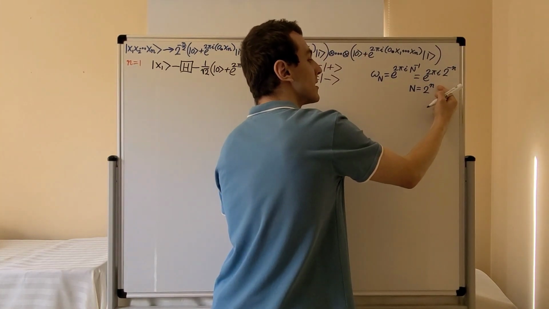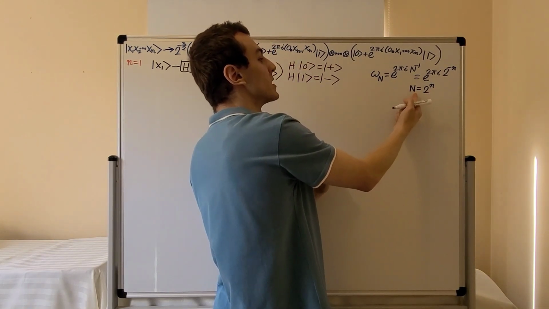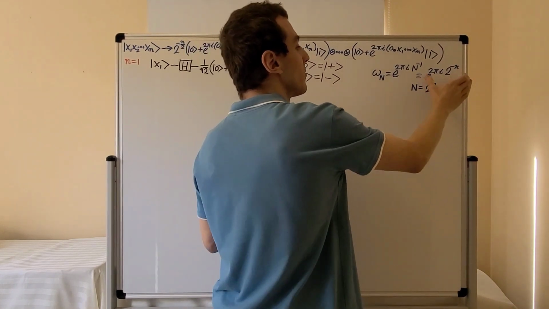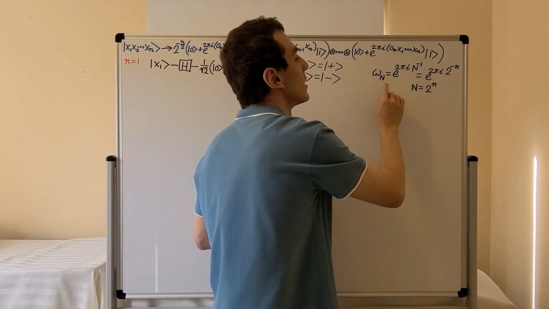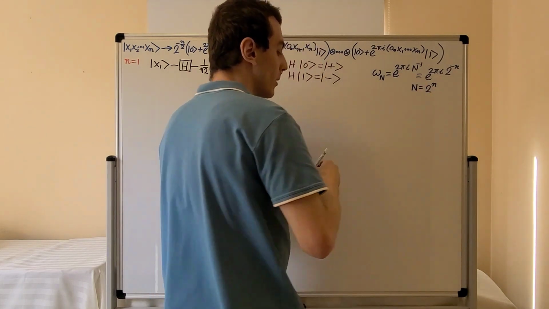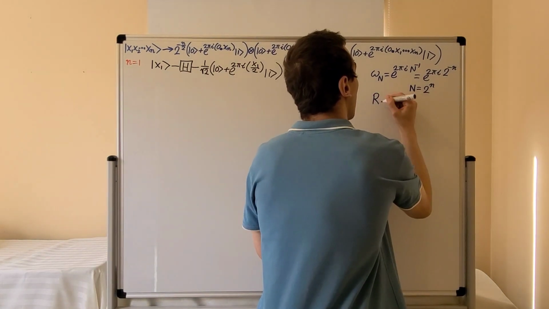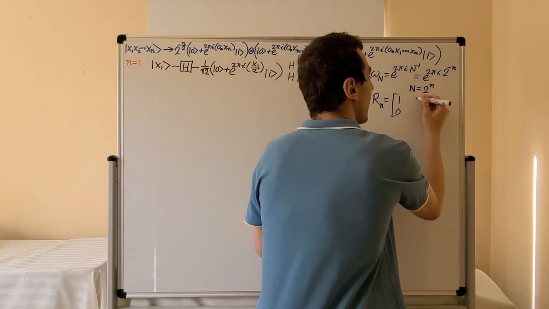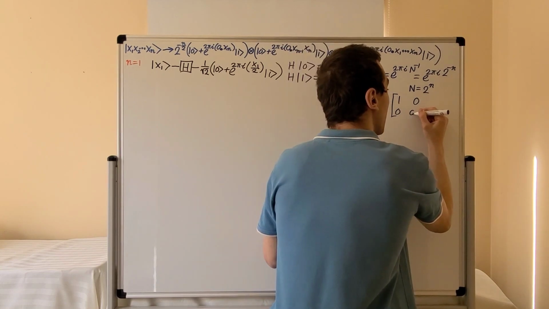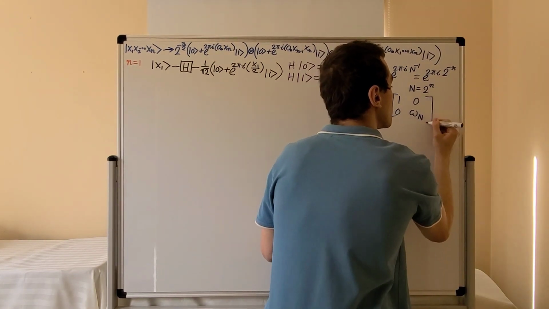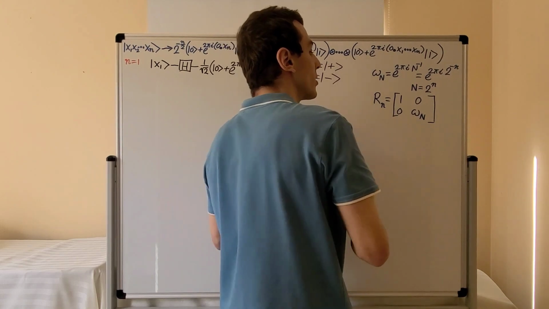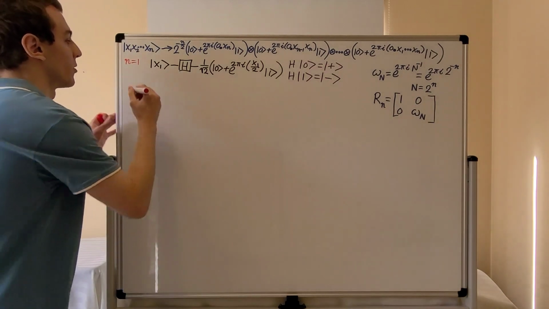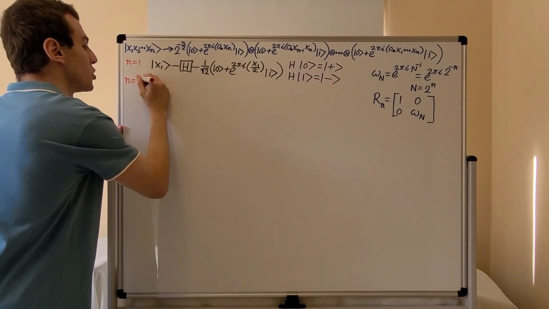So the number of qubits determines the dimension of the Hilbert space. 2 to the power of little n is big N. And these are two different ways of defining omega sub n. And this is going to show up in the matrix R sub little n. So this is a diagonal matrix with entries 1, and on this entry over here we have omega sub big N. So this is a matrix that we're going to need, and it's going to be very useful in a moment.